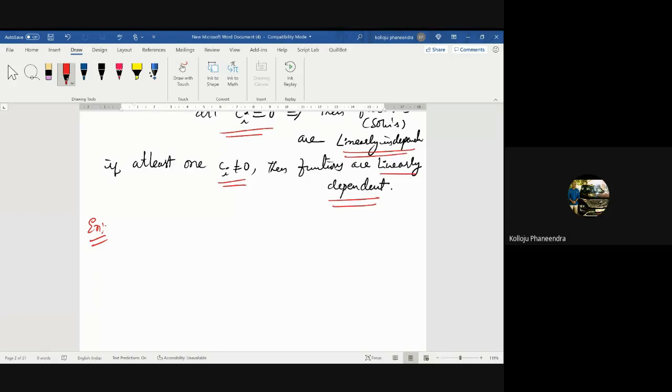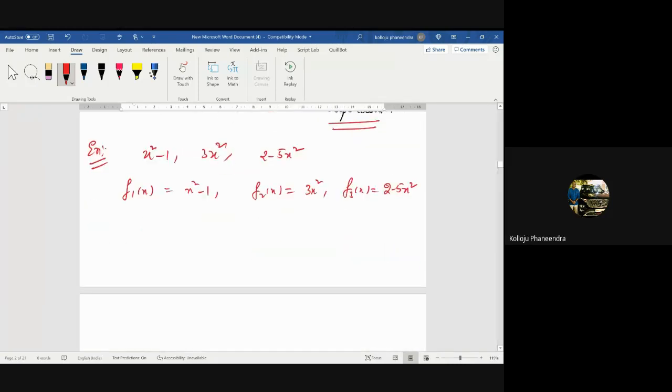What are the functions? x square minus 1, 3x square, and 2 minus 5x square. This is function f1: f1(x) equals x square minus 1. f2(x) equals 3x square. And f3(x) equals 2 minus 5x square. What do I have to consider?